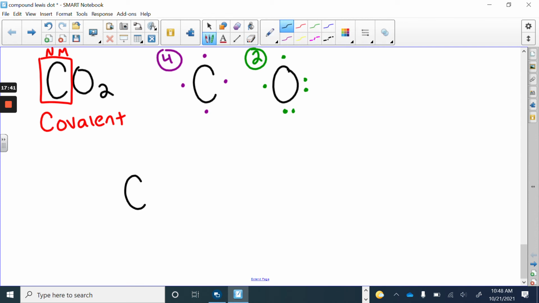Carbon. Place its 4 electrons. And then the oxygen will go on the side of it. We have 2 oxygens though, so you need an oxygen on each side. And draw its valence electrons. So we're going to go 1, 2, 3, 4, 5, and then 6. We'll do the same on the other side.